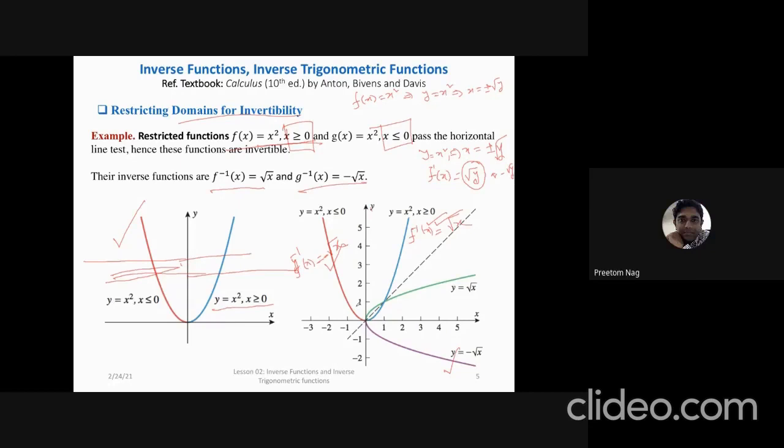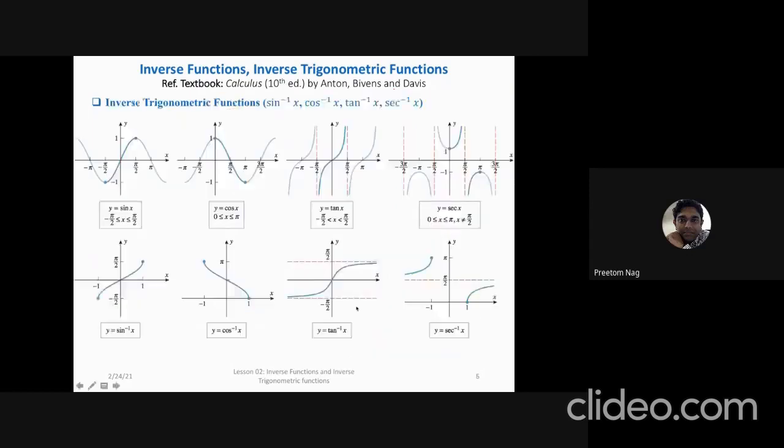Well, so here we discussed restricting the domains for getting the invertibility of a function. Now this idea we will implement to get the inverse trigonometric functions. You all agree with me that all trigonometric functions are periodic functions. So periodic functions means they will never pass the horizontal line test.